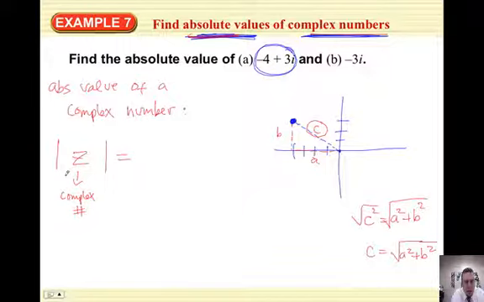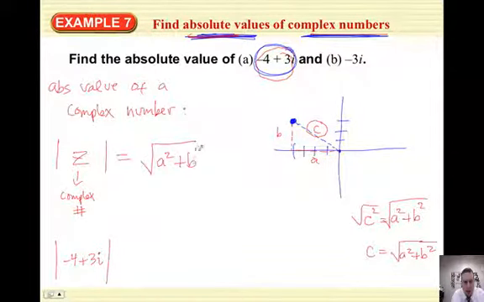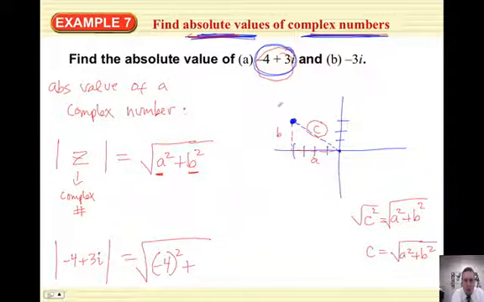Is equal to, so in our case, absolute value of negative 4 plus 3i, that's our complex number, is equal to the square root of a squared plus b squared. So all you have to do is find a. What's a in this case? A is negative 4. Plug it in: negative 4 squared, plus find b. What's b in this case? B is just a positive 3. So 3 squared, all underneath the square root.